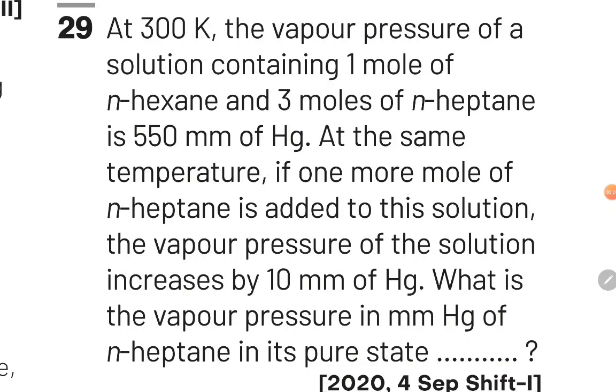Yes students, the 13th question of the chapter is: at 300 Kelvin, the vapor pressure of a solution containing 1 mole of hexane and 3 moles of heptane is 550 mm of Hg. At the same temperature, if 1 more mole of heptane is added to this solution, the vapor pressure of the solution increases by 10 mm of Hg. What is the vapor pressure in mm of Hg of heptane in its pure state?